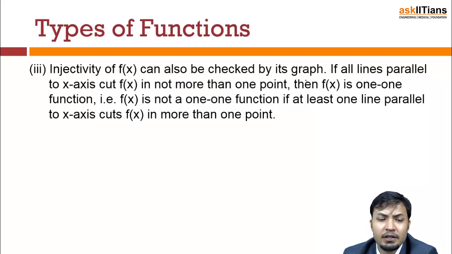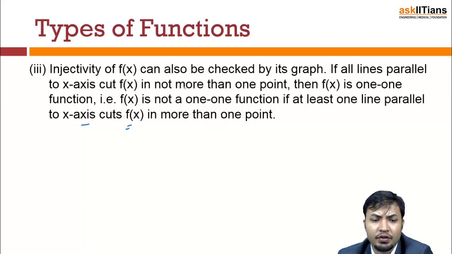How? If the lines parallel to the x-axis cut f(x) in not more than 1 point, then f(x) is a one-one function. That is, f(x) is not one-one if at least one line parallel to the x-axis cuts f(x) in more than 1 point. So if you plot it on a graph sheet, and all the lines parallel to the x-axis cut the function at not more than 1 point, that is, at most 1 point, then f(x) is one-one.